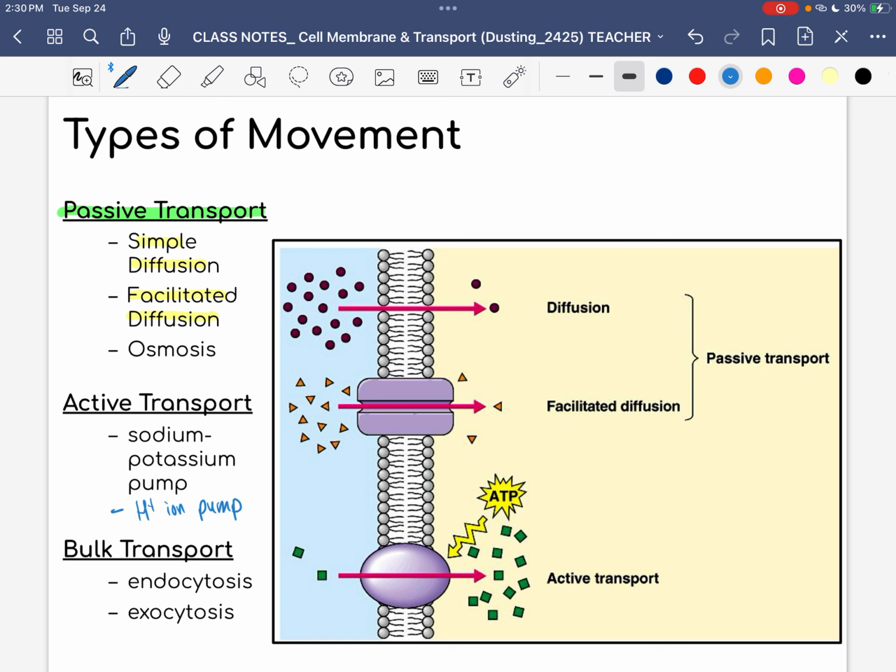So the thing to know with diffusion is that molecules are moving through the cell membrane from high concentration to low concentration. So sometimes they move across without a protein, and sometimes they move across with a protein. If it's without a protein, that's called diffusion. If it's with a protein, it's called facilitated diffusion. Really, this would be called simple diffusion. And these are both types of passive transport.